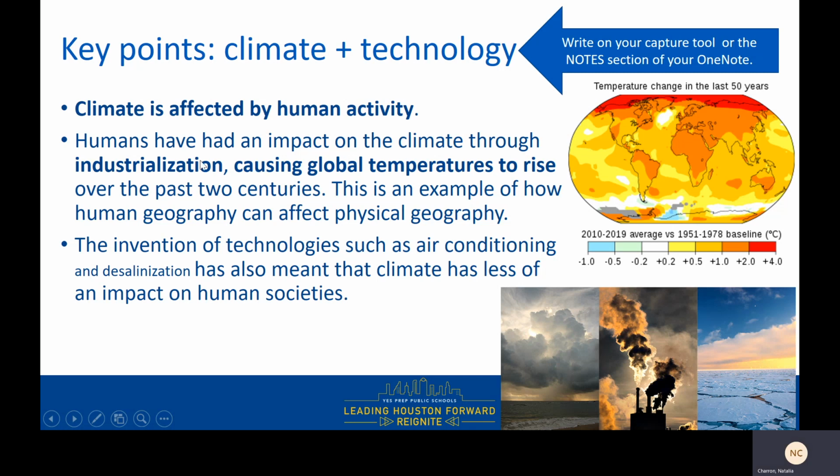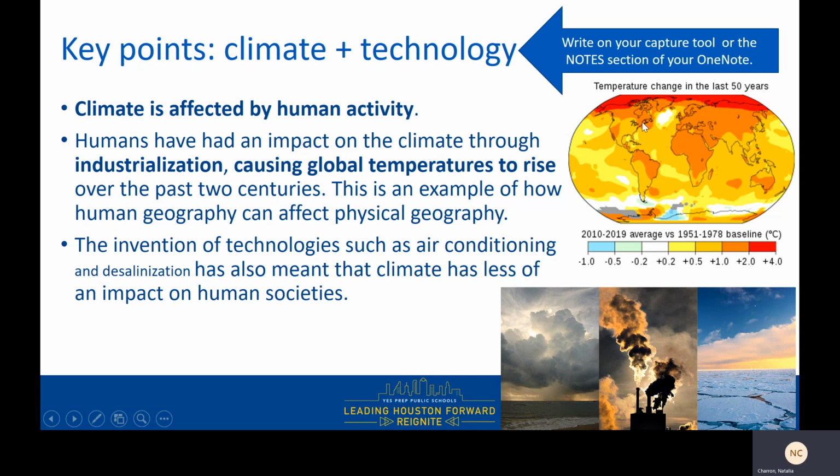Through industrialization, which was a period of time when people stopped making everything by hand and started using machines in factories that were powered mostly by coal, which is like an incredibly polluting source of energy. In doing that, we have polluted the Earth, causing global temperatures to rise. You would have heard this called global warming. And this is a process that's happened over the past 200 years and shows how human geography can affect physical geography, because literally we made machines and now it's like way hotter.